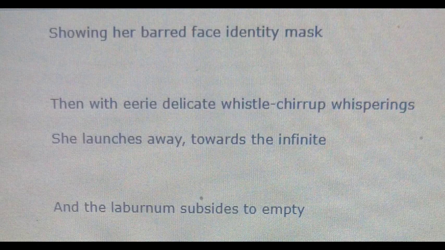She launches away towards the infinite. Infinite is again a metaphor, because the real meaning of this word is sky. Infinite means sky. And the laburnum subsides to empty. Again, this tree subsides to empty. Subsides means becomes silent again. So this was the poem Laburnum Top. How the bird comes, how the bird goes.